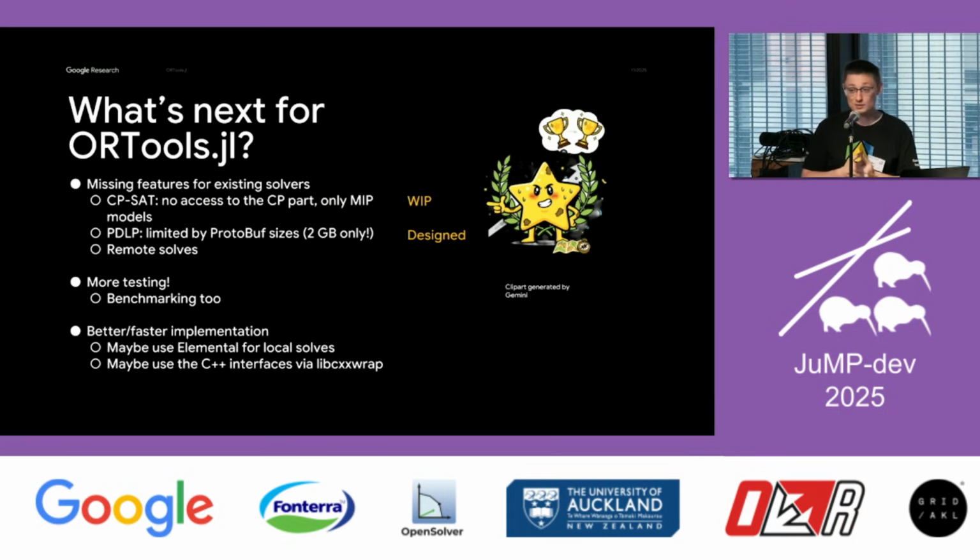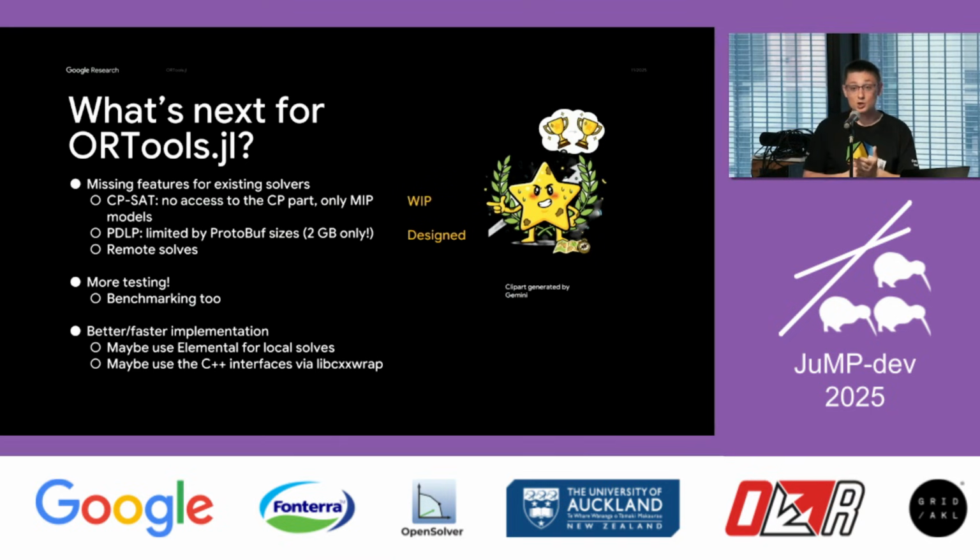We also have problems with PDLP, but it's not in terms of available features, it's just that we have a limitation due to protocol buffers. We only have 2 GB models. And that's quite small for PDLP, which is made for huge models. So in a sense, PDLP starts to be useful at this 2 GB limit. We also want to implement remote solves.